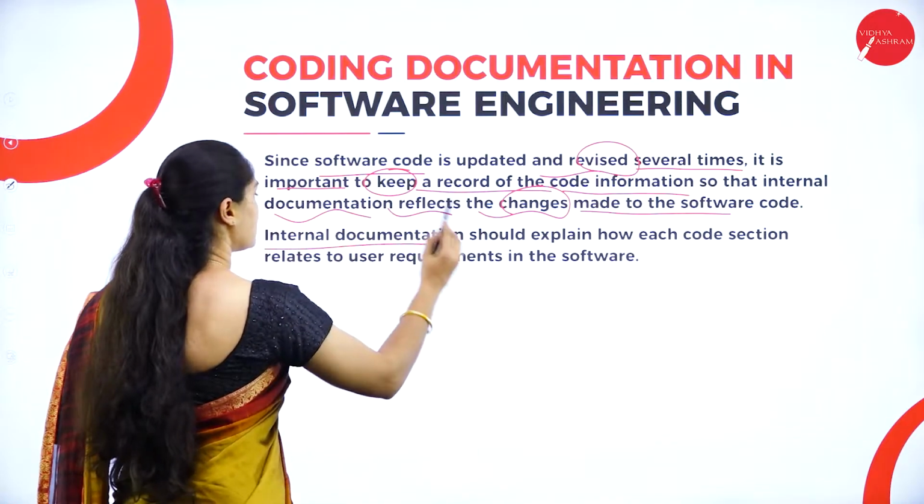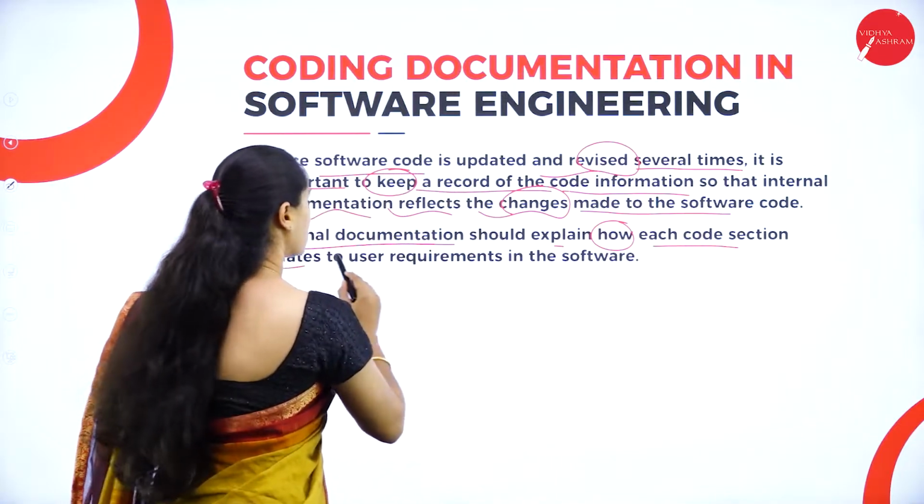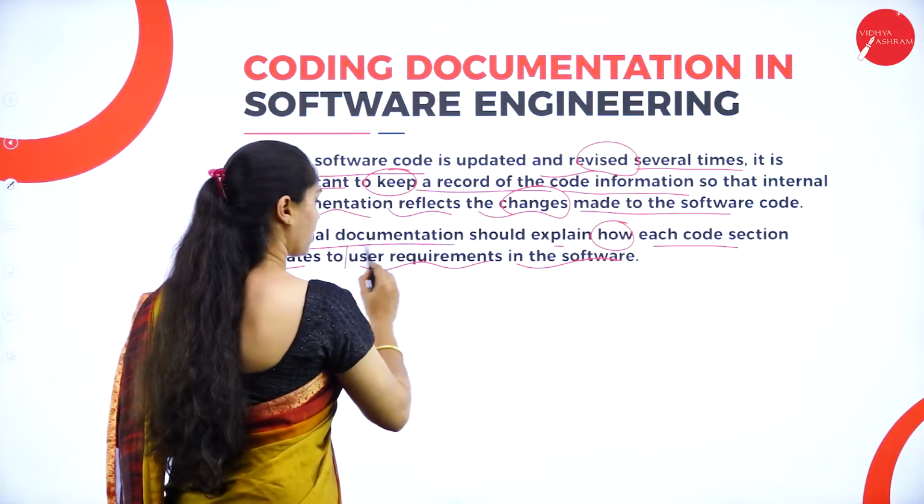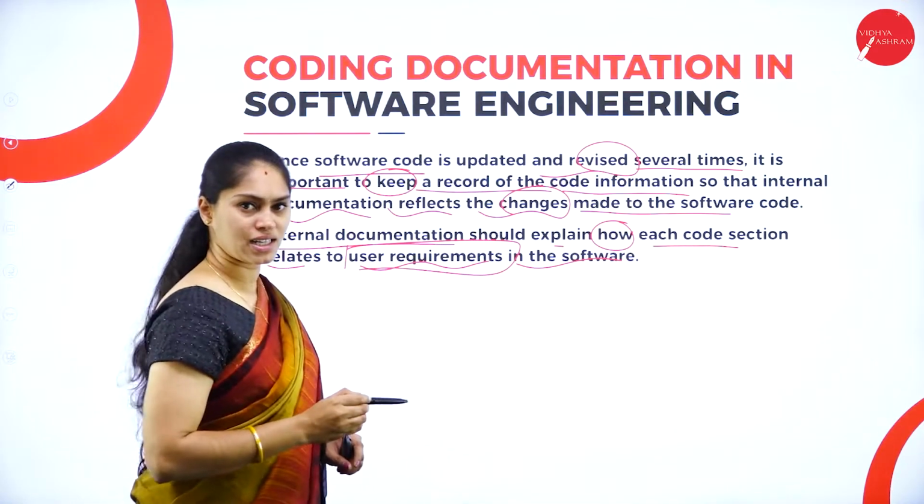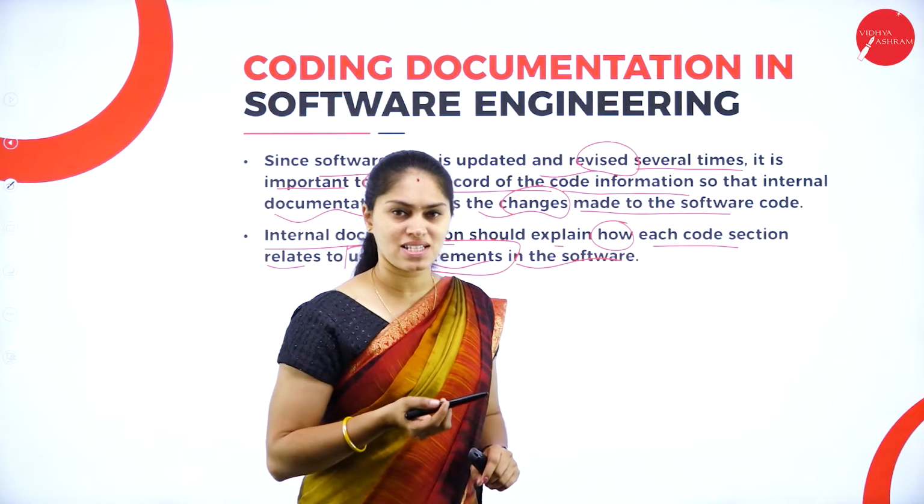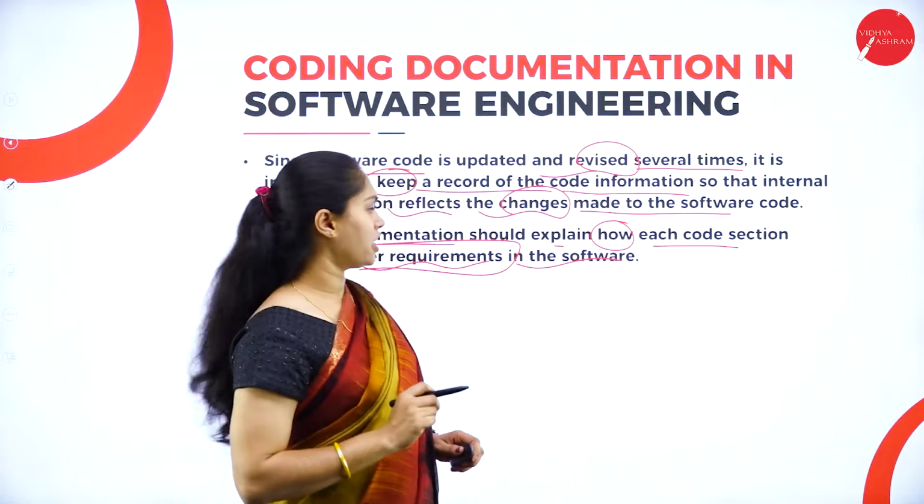Also, this internal document should explain how each code section relates to user requirements in the software. Mainly to satisfy the requirements of a user, we are writing a program. Even in the internal documentation, it has to specify how each code segment is satisfying the requirements of a user.